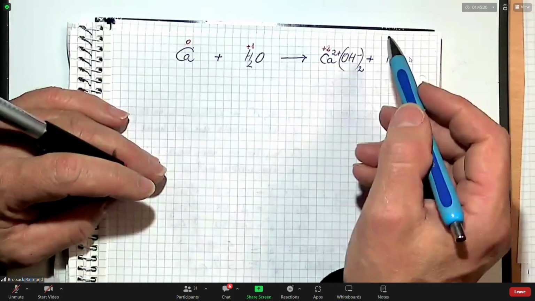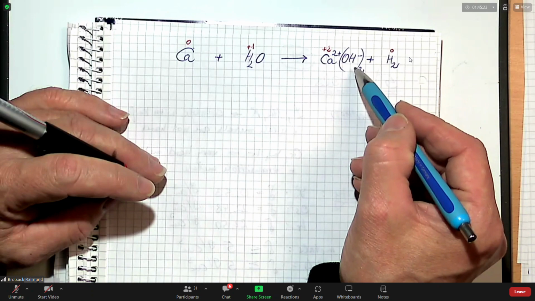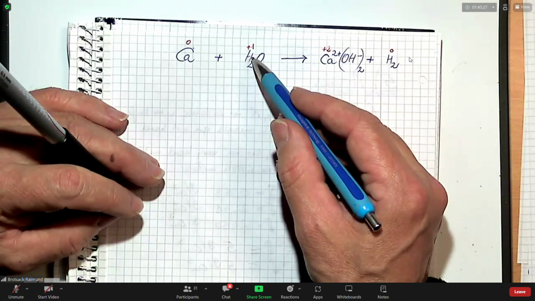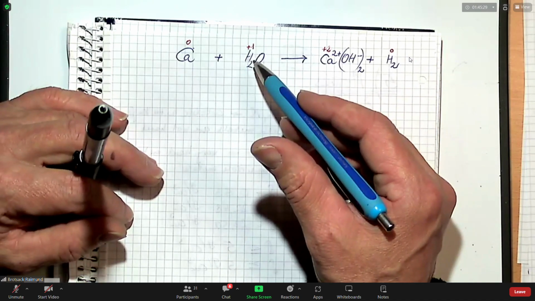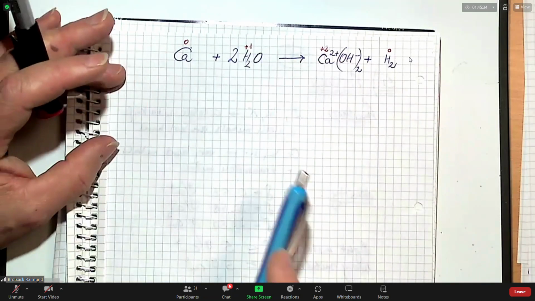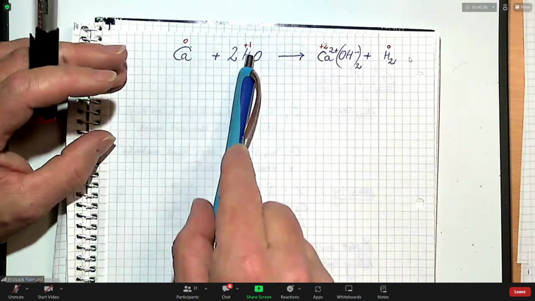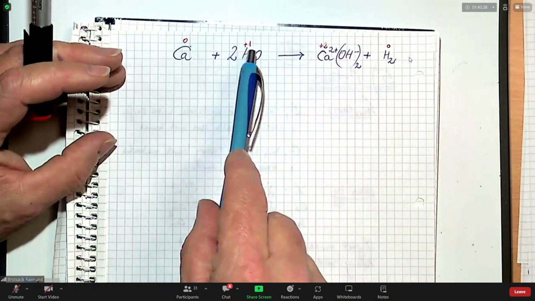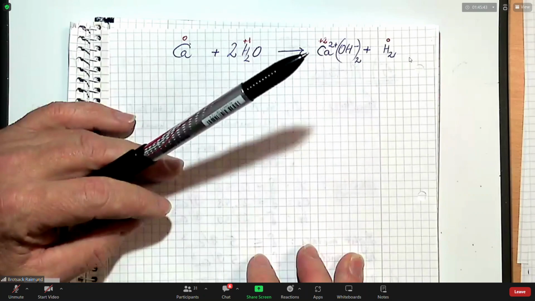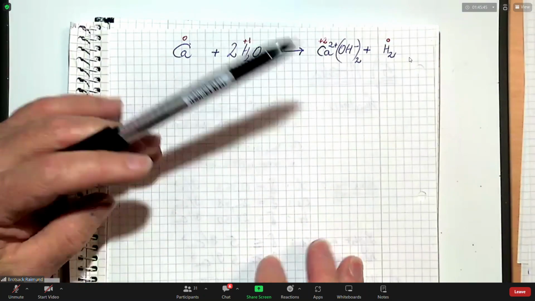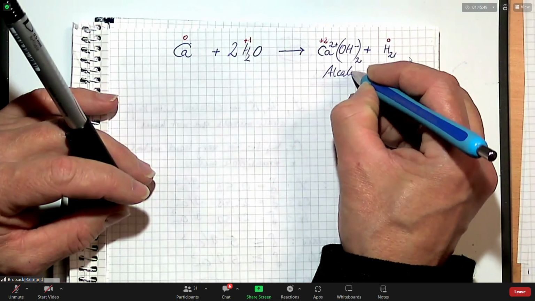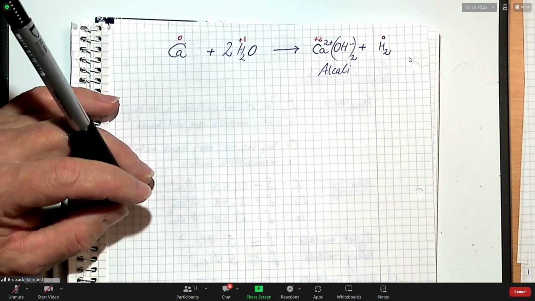Now let's calculate the number of elements. We have on the right side 4 hydrogen and 2 oxygen. So how many water molecules are needed on the left side? 2. 1 calcium, 1 calcium, 4 hydrogen, 4 hydrogen, 2 oxygen, 2 oxygen, fine. And this is an alkali, a calcium hydroxide.